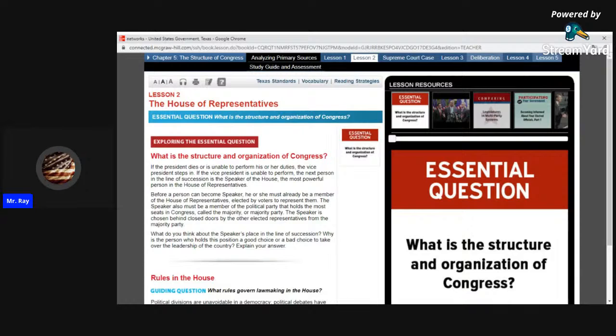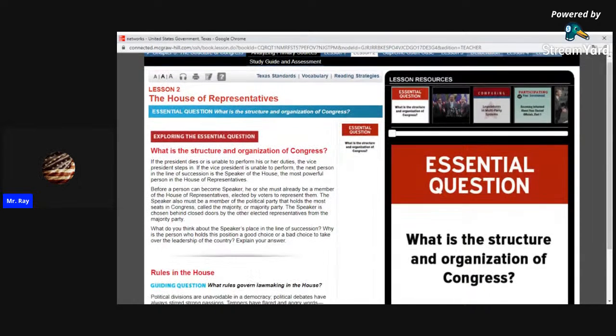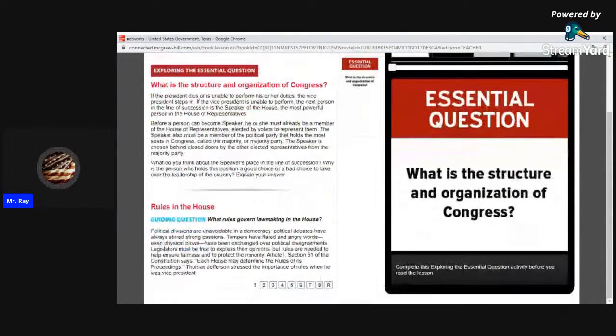The House of Representatives, remember, is the one with 435 people, okay? And it starts with the rules of the House. Well, first off, the leader of the House is called the Speaker, okay? The Speaker is the third in line for the presidency.